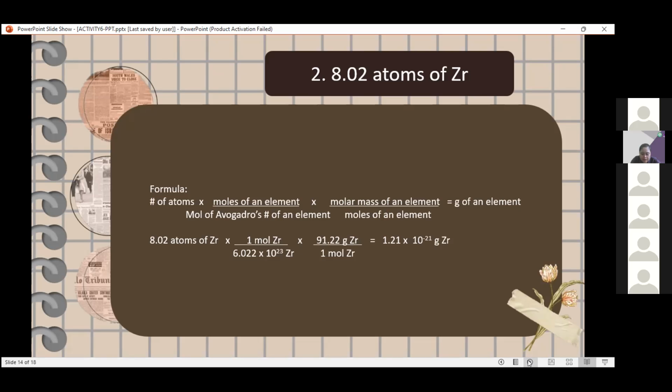8.02 atoms of zirconium times 1 mole of zirconium divided by 6.022 times 10 to the power of 23, times 91.22 grams of zirconium over 1 mole. Then the answer is 1.21 times 10 raised to the power of negative 21 grams of zirconium.